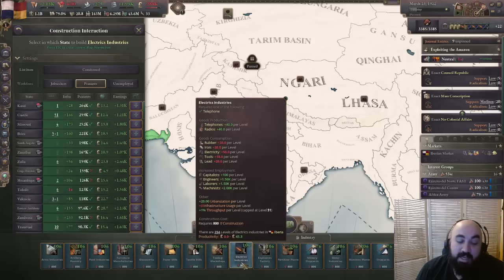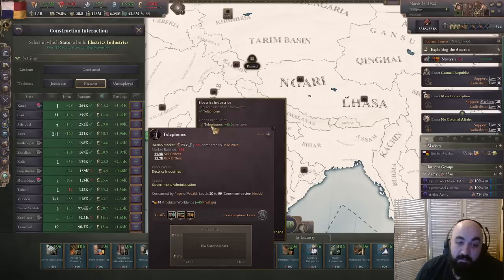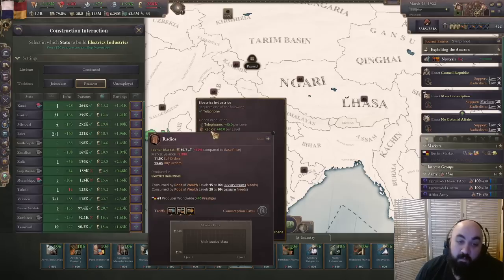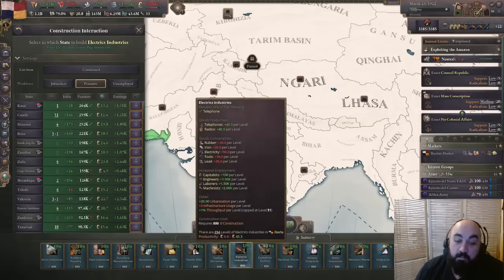Electronics industries, I think, generally are best where you have a lot of population, in particular areas that are relatively barren. So instead of looking for the input goods as aggressively, although they will be a little bit better where you have iron and lead, I think it's good to build them in high population areas, and areas in particular where you are going to have high demand for telephones, which is the high pop areas, but also high demand for radios, which is going to be the relatively barren states where you place your militaries in.